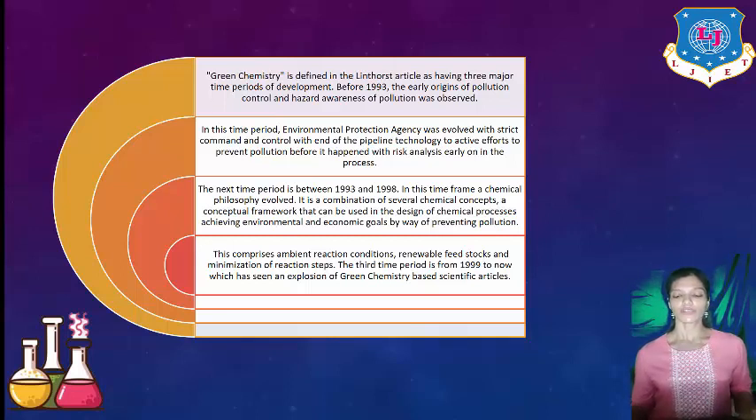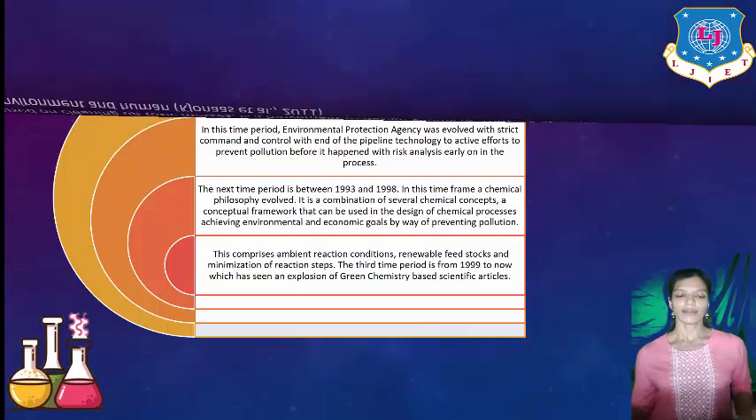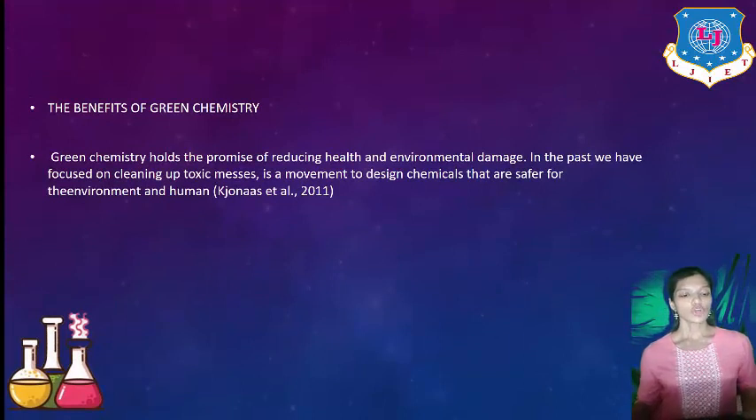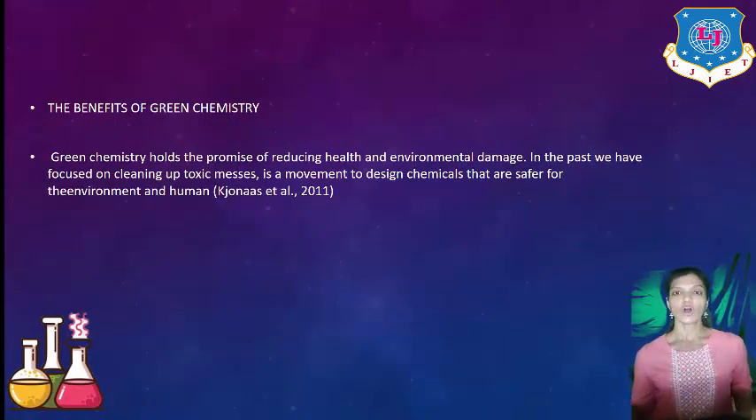The third time period is from 1999 to now, which has seen an explosion of green chemistry based on the scientific articles. Now, let's talk about the benefits of green chemistry. So, green chemistry holds the promise of reducing health and environmental damage. In the past, we have focused on cleaning up the toxic mess, but now is the moment to design chemicals that are safer for the environment as well as for human beings.